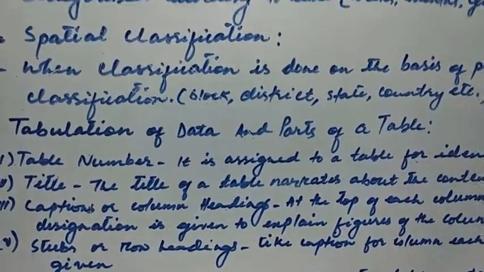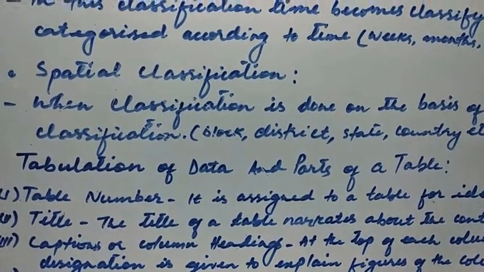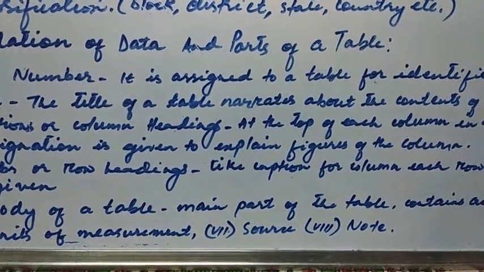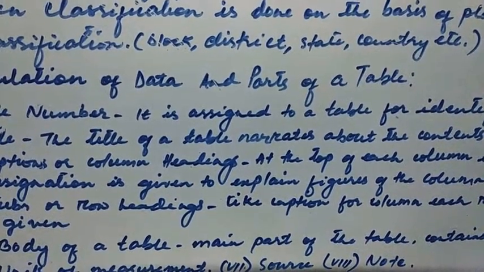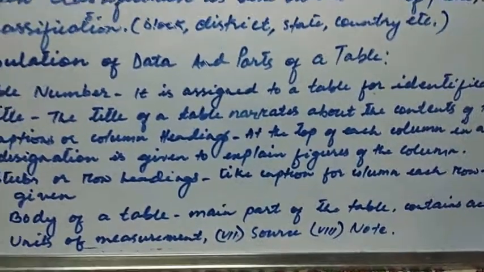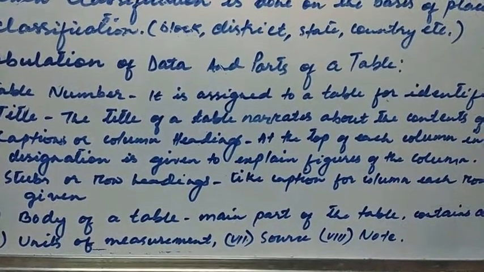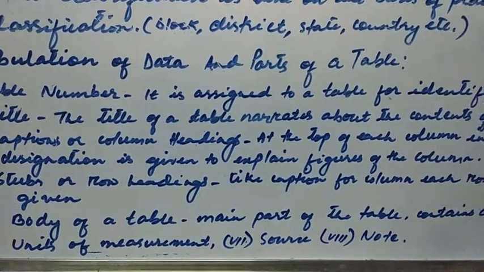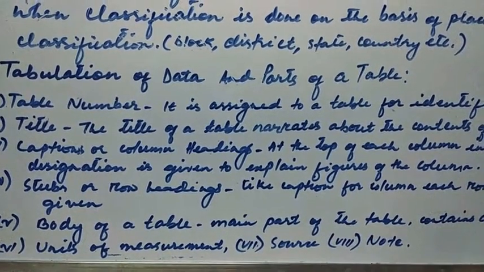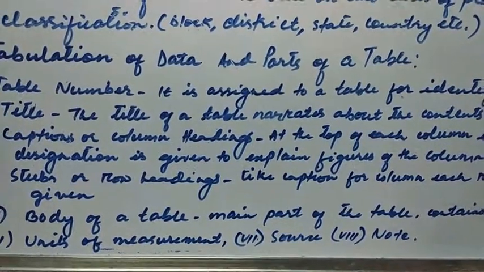And the second last item or part of the table is source. It is a brief statement or phrase indicating the source of data, from where you are getting that data, from which document, from which book did you get that data. So this source will tell you.